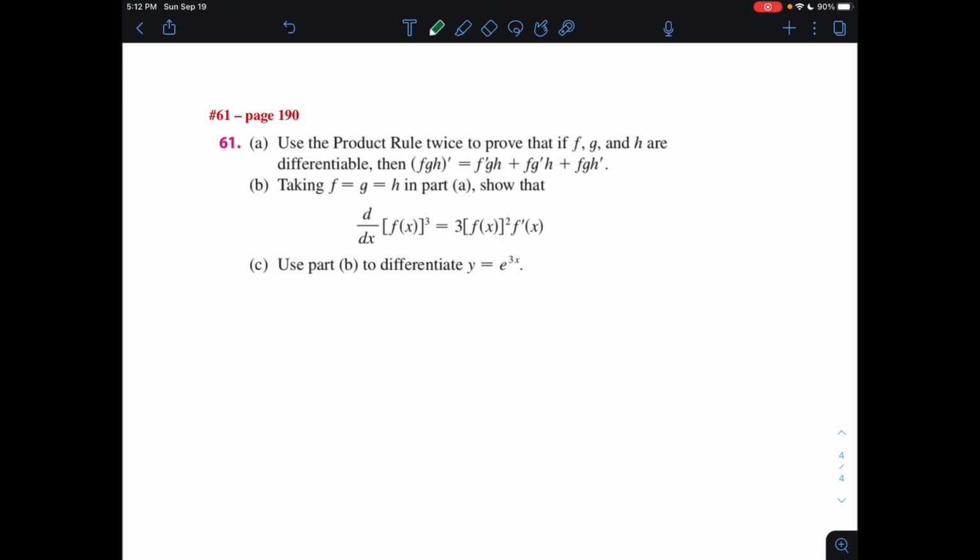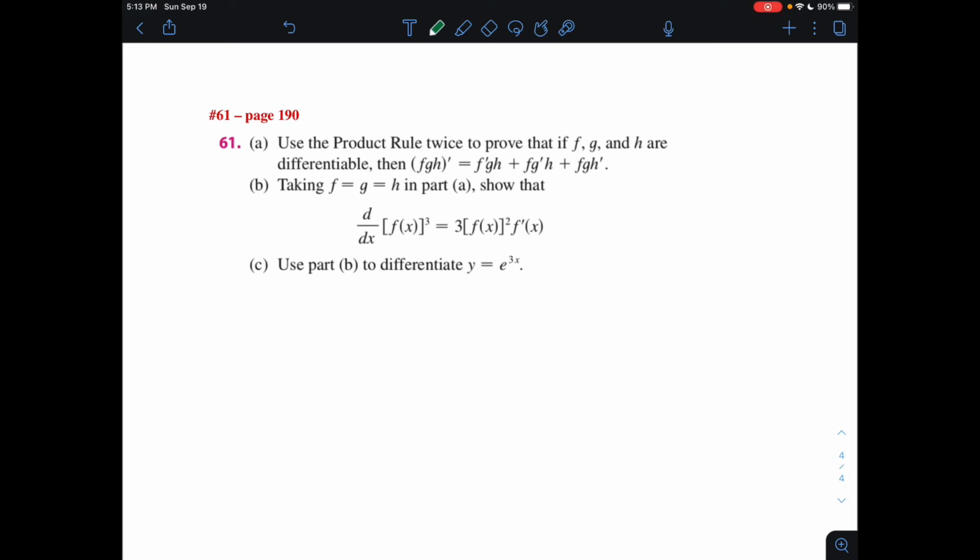So first, use the product rule twice to prove that if f, g, and h are differentiable, then the derivative of the product of all three of those, f times g times h, is equal to f prime times g times h plus f times g prime times h plus f times g times h prime.